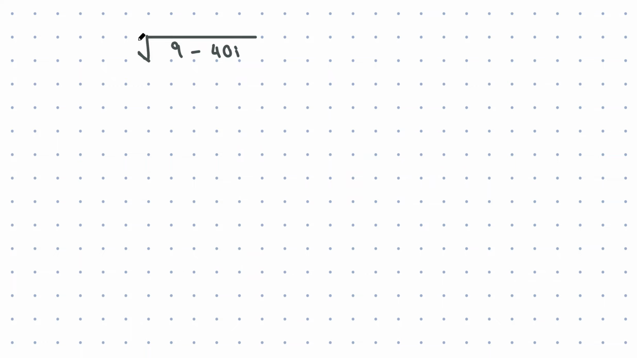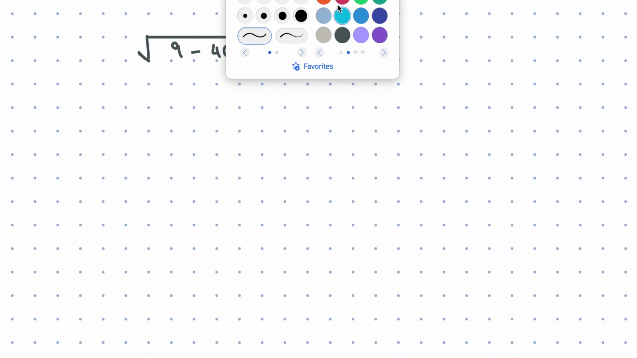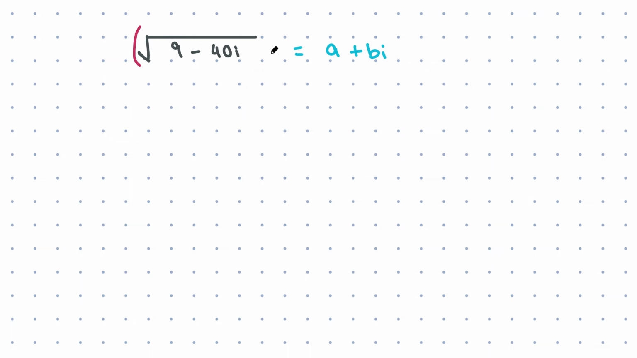What I'm going to do first is say that the square root of a complex number is equal to a complex number, a plus bi. I now want to get rid of my square root, and how do I do that? To get rid of a square root you do the opposite, which is square, and if I do it to one side I have to do it to the other. So I'm going to square both sides here.